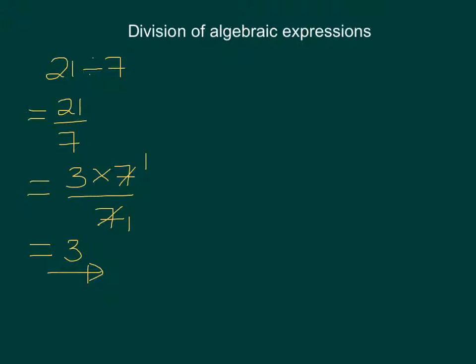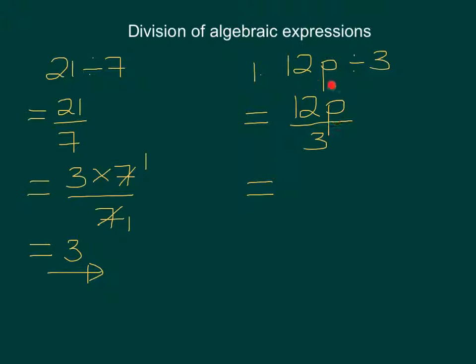So now I want us to look at our first example of algebraic expressions. Example number 1, it's 12p divided by 3. Using the same method that we have just used now, we are going to have to write this as a fraction, and it's 12p over 3. And we are going to ask ourselves, how many times does 3 go into 12? It goes 4 times. But this time we have a 12p.